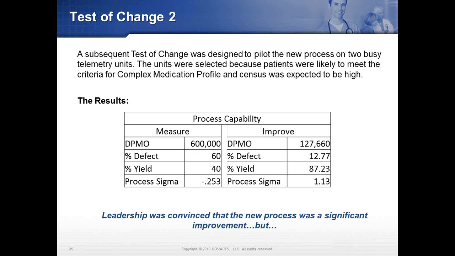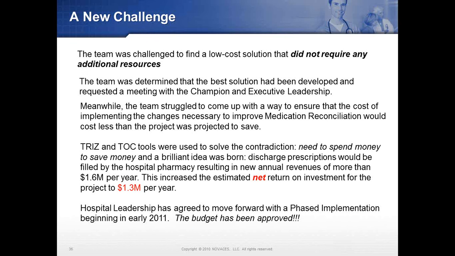However, at this point, we hit a roadblock. Leadership was convinced that the new process would work, but it would cost too much. So they were challenged to find a low-cost solution that did not require any additional resources. This team was deflated. They were discouraged. They were so upset. But we got together, and they decided they were going to hold their ground and convince management that this was the right solution to this problem.